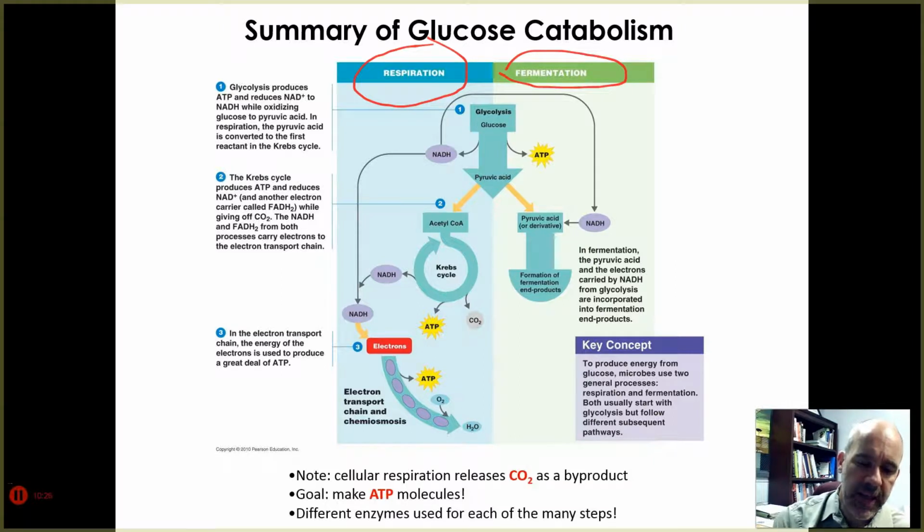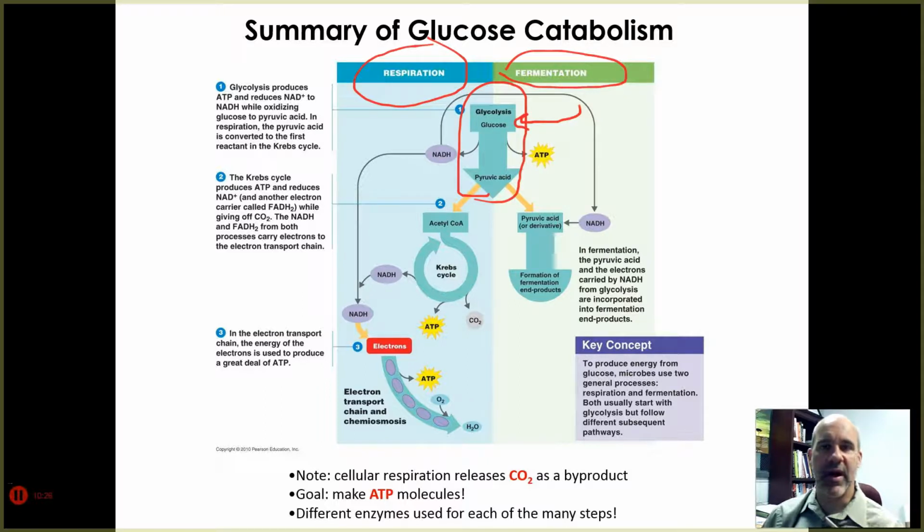And so up here at the beginning, here's our glucose that we're starting with. And notice that we have this process right here called glycolysis. Now you've heard about glycolysis if you've taken a biology class before. Glycolysis is the partial breakdown of glucose. It gets broken apart into two molecules called pyruvic acid.